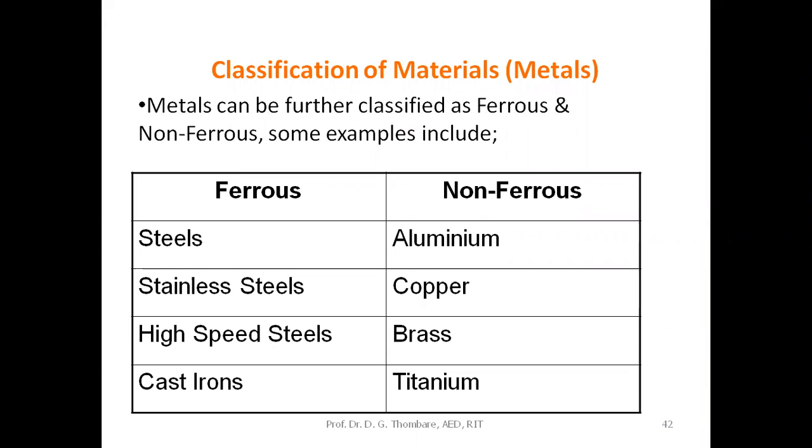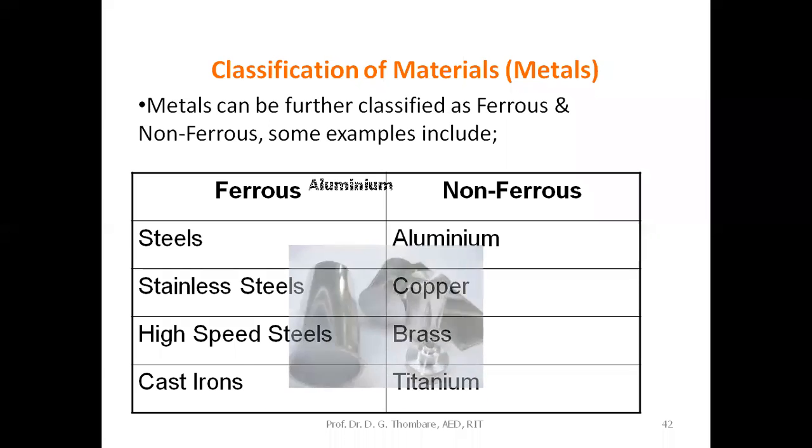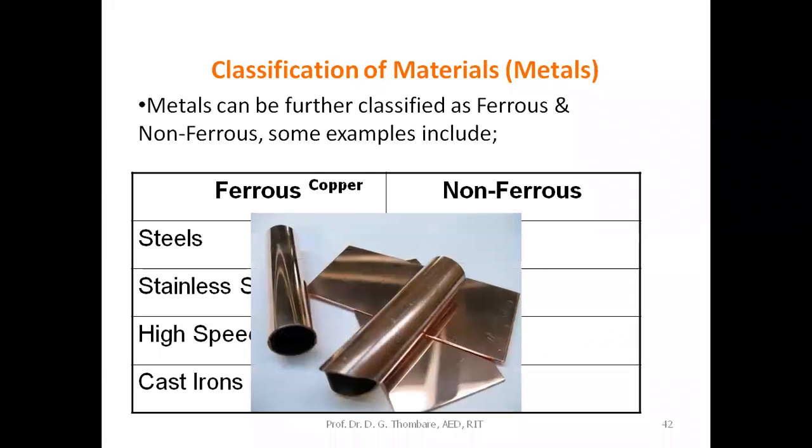Let us go on to the metals. There are two types of metals: one is ferrous metals, another is non-ferrous metals. In ferrous metals, you will find steel, stainless steel, high-speed steel, cast iron, and in non-ferrous you will find aluminum, copper, brass, titanium. These are the materials which fall into the non-ferrous category.